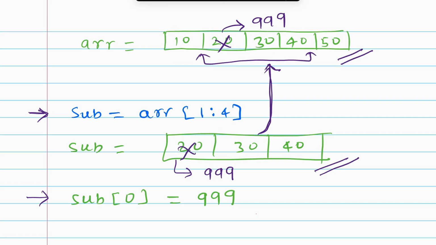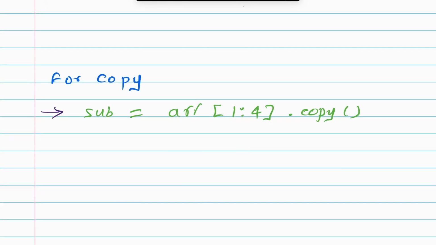Why does NumPy do this? Performance. Creating copies of large arrays is expensive, so slicing returns a view to save memory and time. If you truly want a separate array, do this. Now sub is completely independent. Changing sub will not affect array.